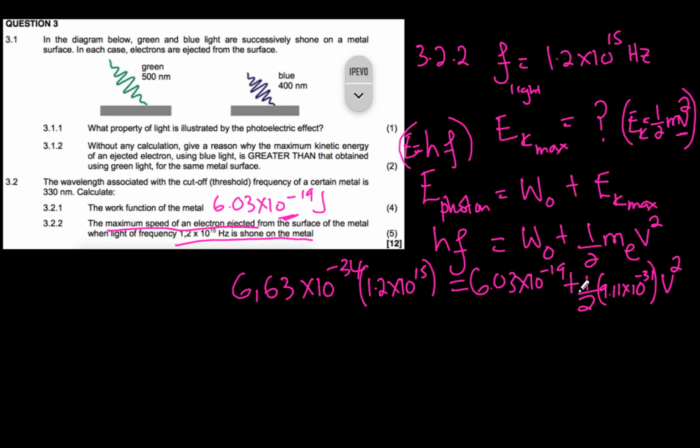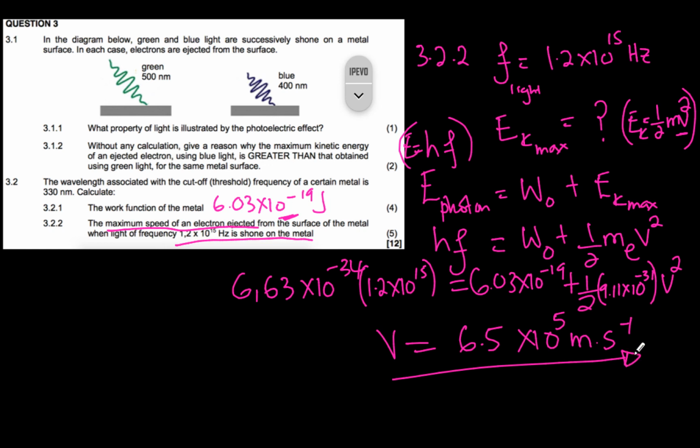If you make v the subject of the formula and calculate, you're going to see that your final velocity is equal to 6.5 times 10 to the power of 5 meters per second. That will be the speed of the photoelectron.